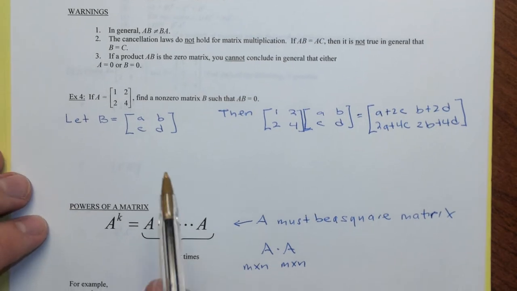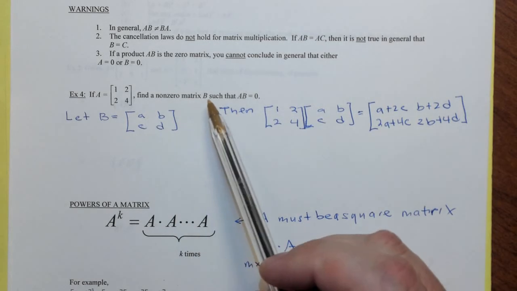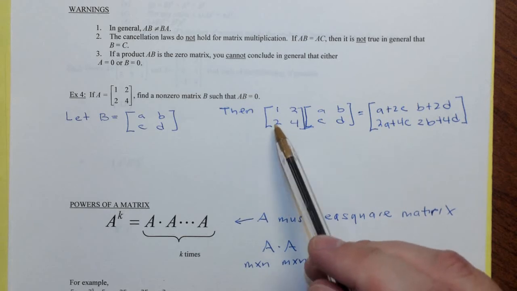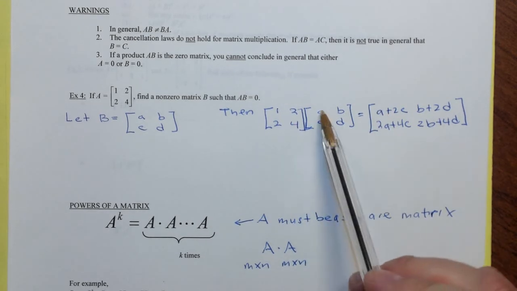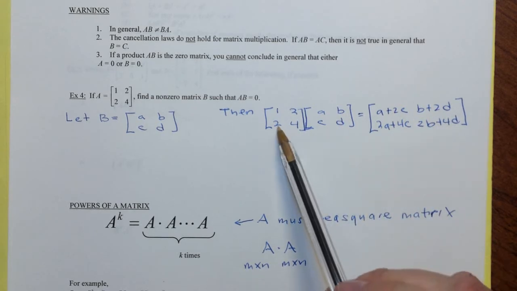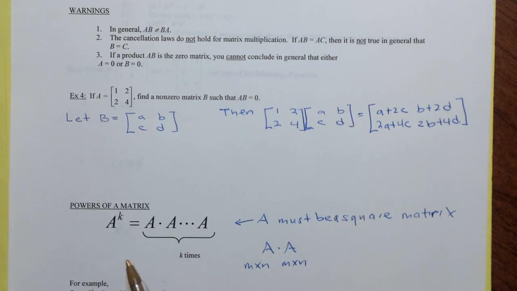So let's look at some more examples here. In example 4, you're asked to find a non-zero matrix B such that AB equals 0. These numbers are simple enough that you could probably honestly just guess at it. If you're trying to think about the actual math of it, let's say B has the entries a, b, c, and d. Then the product AB is this: a plus 2c, b plus 2d, 2a plus 4c, 2b plus 4d.